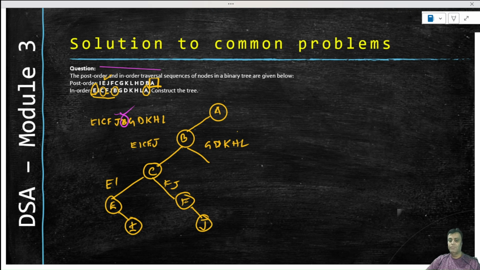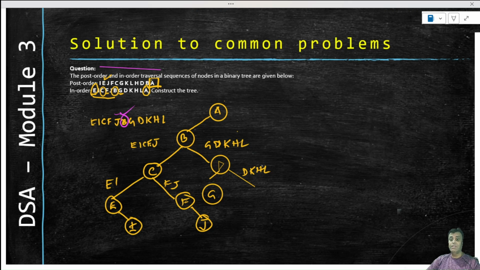And then we have this right subtree to build, which is DGKHL. From the right, if I see D comes first, so D is the root, and with D, if I go here, then it says that G is going to be your left subtree, and because G is the only single node, I can put it as the root. G is going to be the left subtree, and DKHL will be your right subtree.